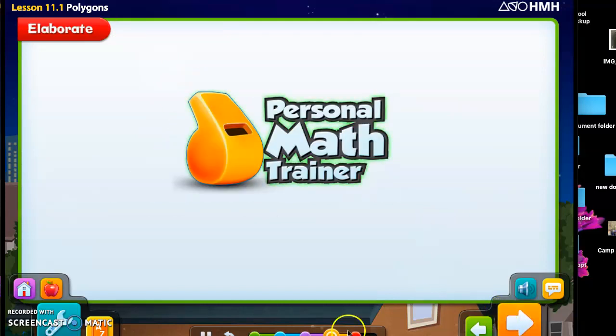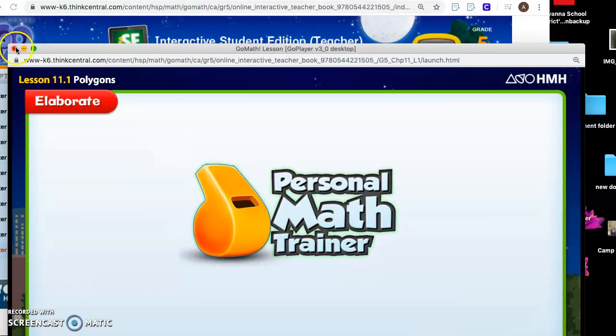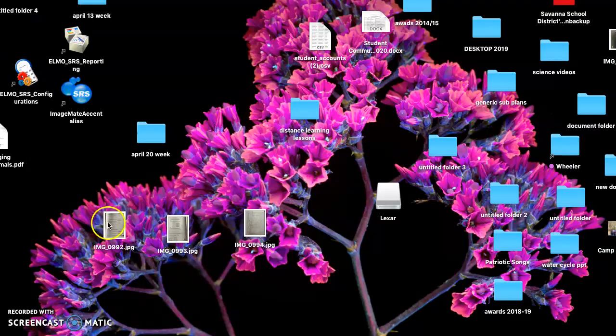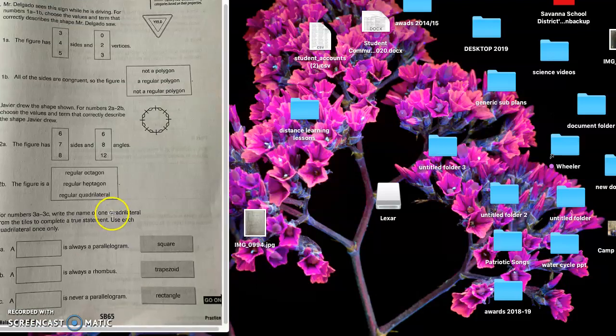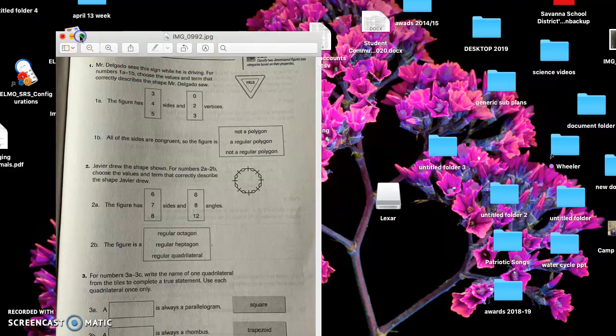Now let's practice with the personal math. Now we're going to take a look at our workbook pages for the day. So let me exit out of this. The workbook pages that we're looking at today are 65 and 66. So go ahead and open your math book to 65.